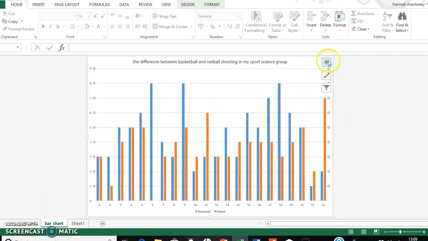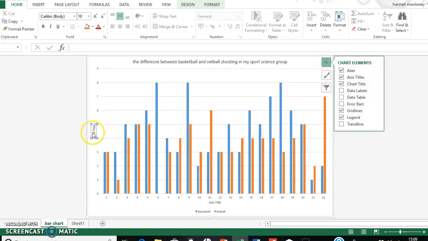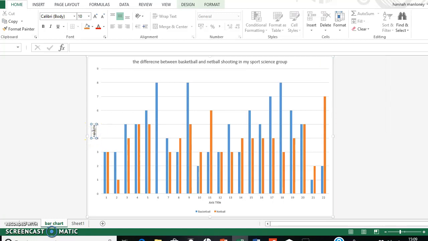So now I'm going to just add the axes. So this one along here is going to be number of successful shots. And then this one is going to be participants.